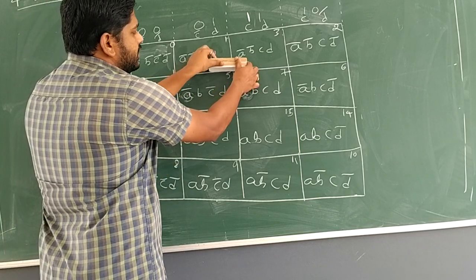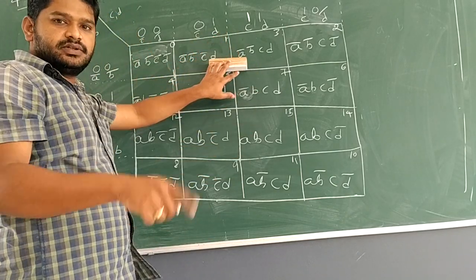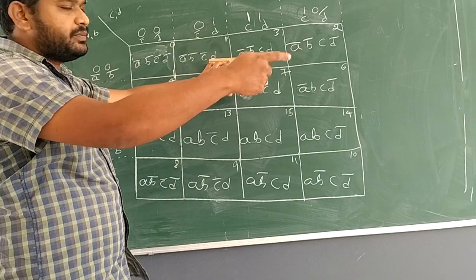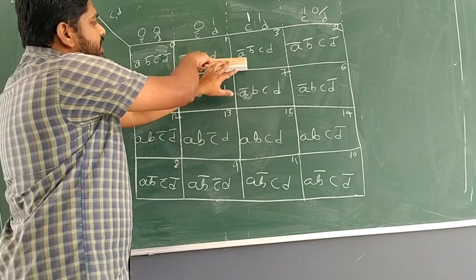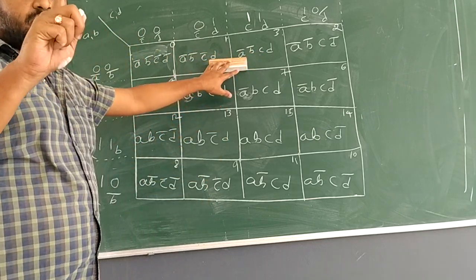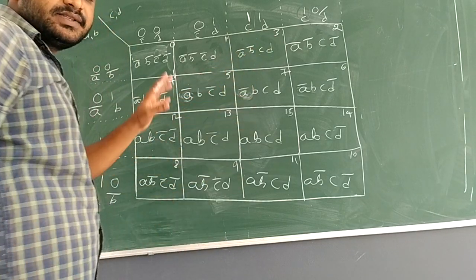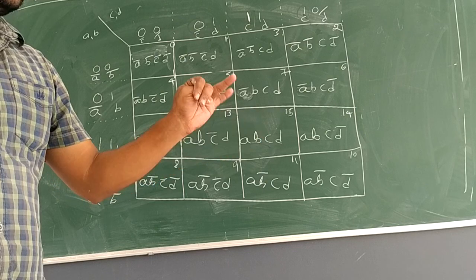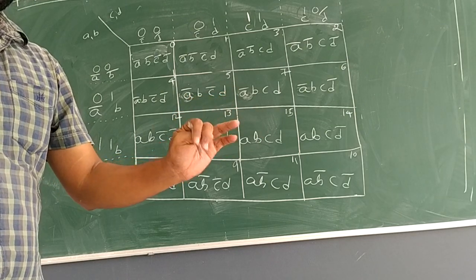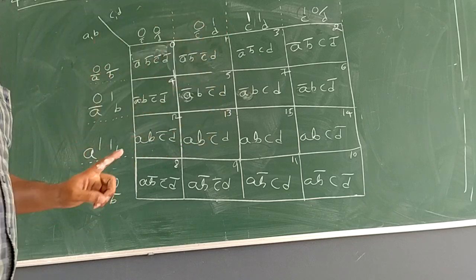Here is a comparison. A complement same, B complement same, C complement on one side and C on the other. So we got 1 difference. What is D? Both sides are the same, D. So A complement, B complement, D: 3 are the same. C complement and C is the difference. 1 difference we have got.